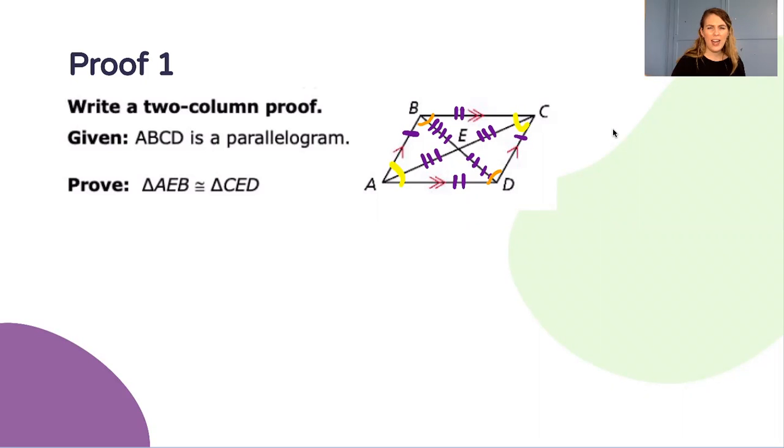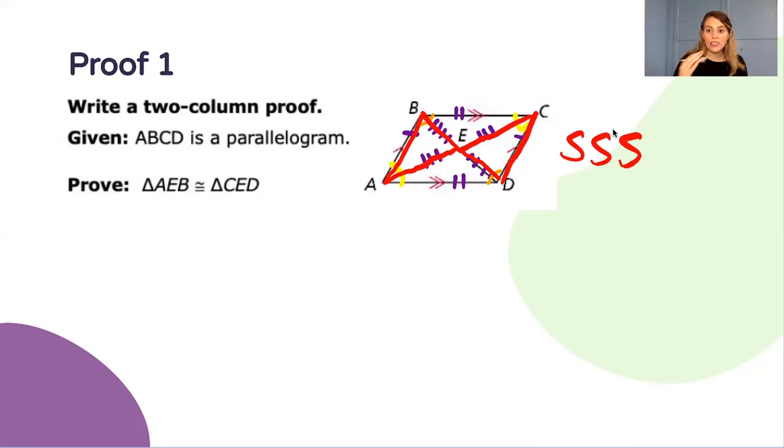Now I'm going to work kind of backwards. I'm going to look at the triangles I'm trying to prove. So here's triangle AEB. And here's triangle CED. When I look at the picture, what I can see is that I've proved that they have 3 sets of congruent sides just from my parallelogram definition, which means that I can use side, side, side to prove that they're congruent.